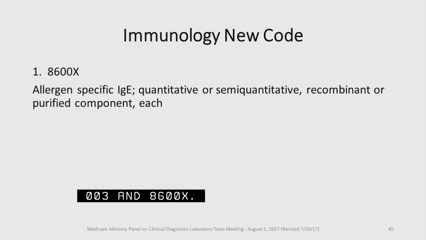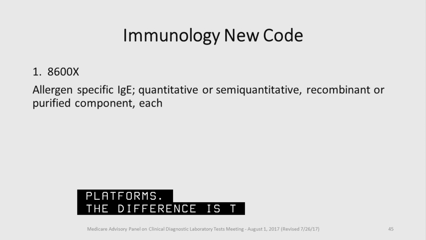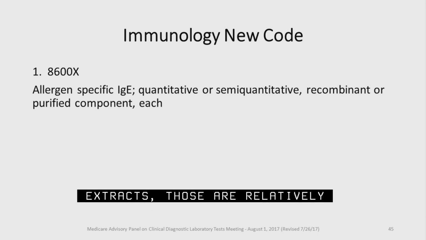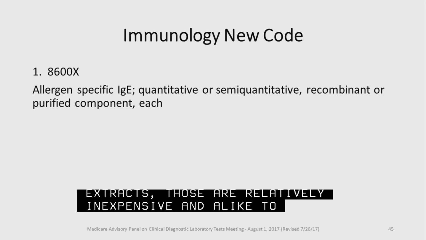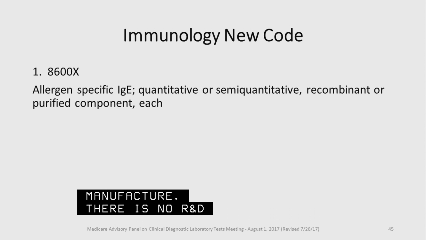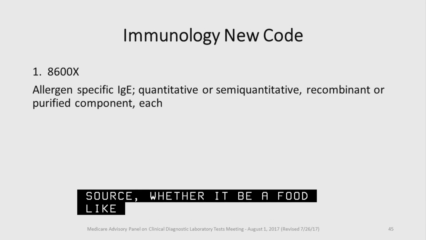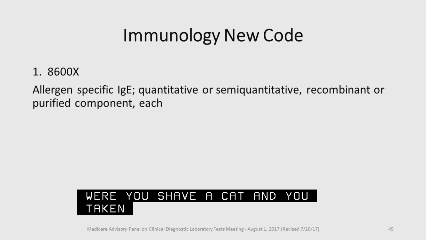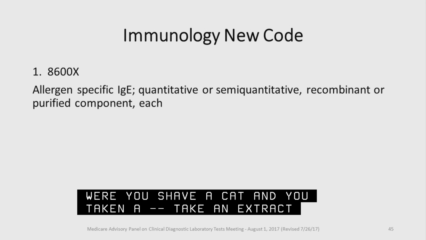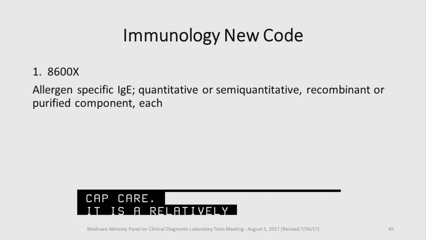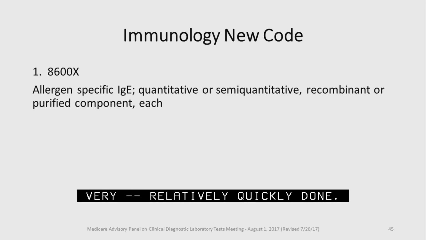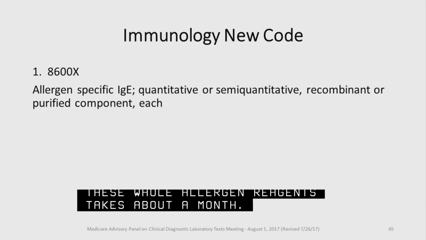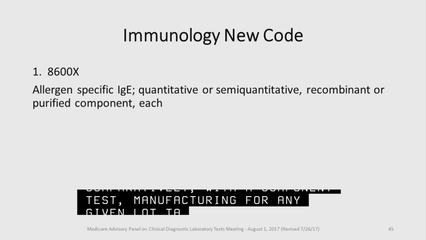To go back to the differences: whole allergen crude extracts are relatively inexpensive analytes to manufacture. There's no R&D process involved. You literally identify an allergen source, whether it be a food like peanut, you extract the proteins and bond them to a solid phase. Or you shave a cat and make an extract from cat hair or cat pelts. It's a relatively crude process, done relatively quickly. Manufacturing any given lot of these whole allergen reagents takes about a month. Comparatively, manufacturing any given lot of component tests takes about 10 months. So a much longer manufacturing process.